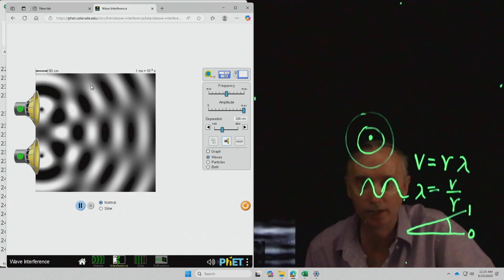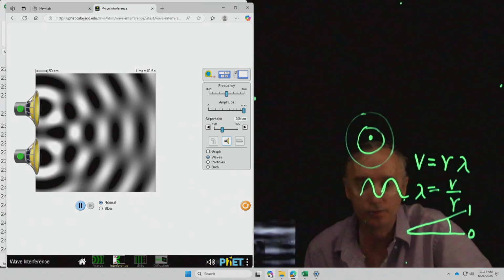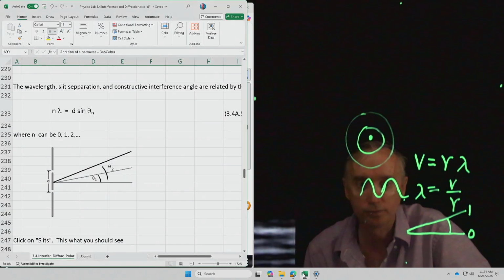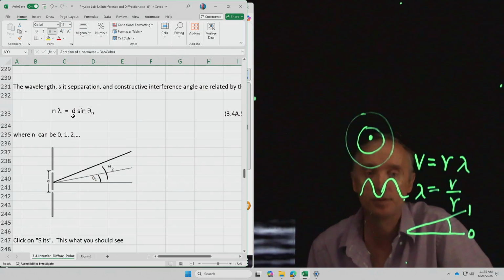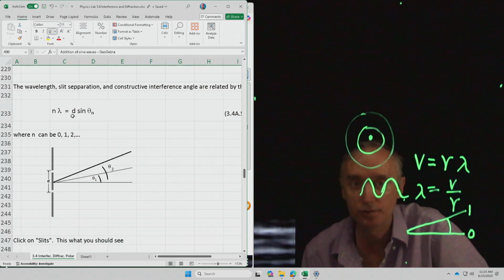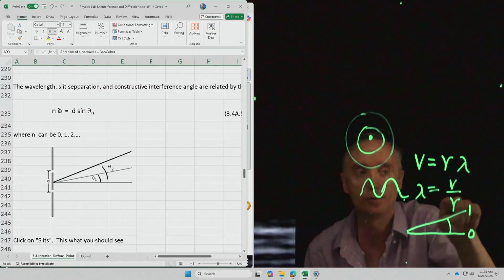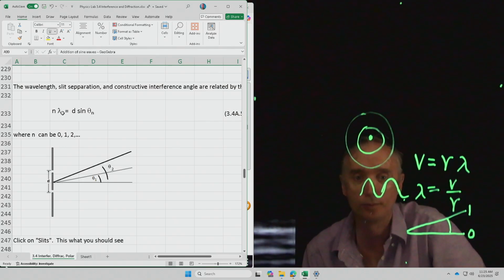And we could calculate the angles at which that's going to be occurring by using this equation. So this again is the distance between the slits, or the distance between the faucets, or the distance between the lasers, or the distance between the speakers. And then this is the angle at which it occurs. And then this is the wavelength, which again is related to the frequency by this formula here.